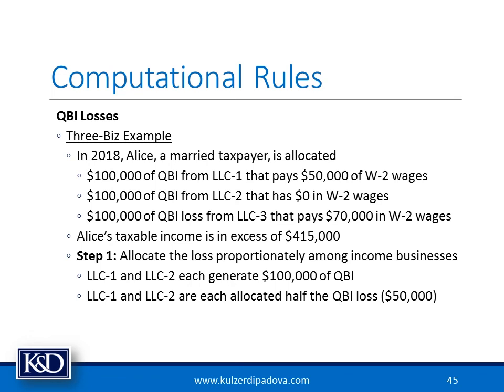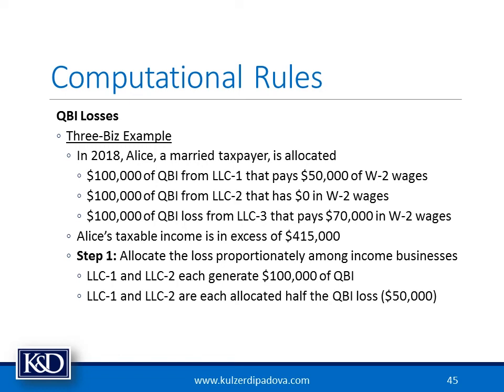If we have a three-business example, before you apply any of the limitations, you have to figure out how to allocate the loss. So in this case, LLC 1 has $100,000 of QBI and pays $50,000 of wages. LLC 2 has $100,000 of income but pays no wages. And then LLC 3 has a $100,000 loss but pays $70,000 in W-2 wages. Now her taxable income, by the way, does matter because we're applying the wage limitation.